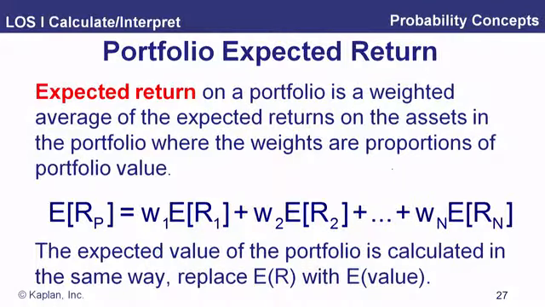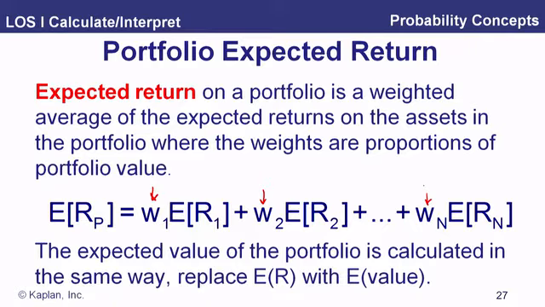Well, now let's turn our attention to the expected return on a portfolio of stocks, assets, securities, whatever. The expected return on a portfolio is the weighted average of the expected returns on the assets in the portfolio, where the weights are the proportions of portfolio value. Now, we saw an example like this early on, so we're repeating it here. And here's the formulation. These weights, remember, are the proportions of the portfolio value that's invested in each of these N securities.